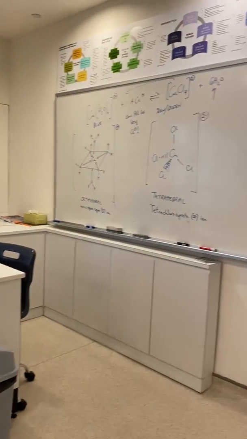Okay, a simple introduction to 2 different geometries of complex ions, octahedral and tetrahedral, and looking at the fact that you have different ligands, in this case the chloride ion.